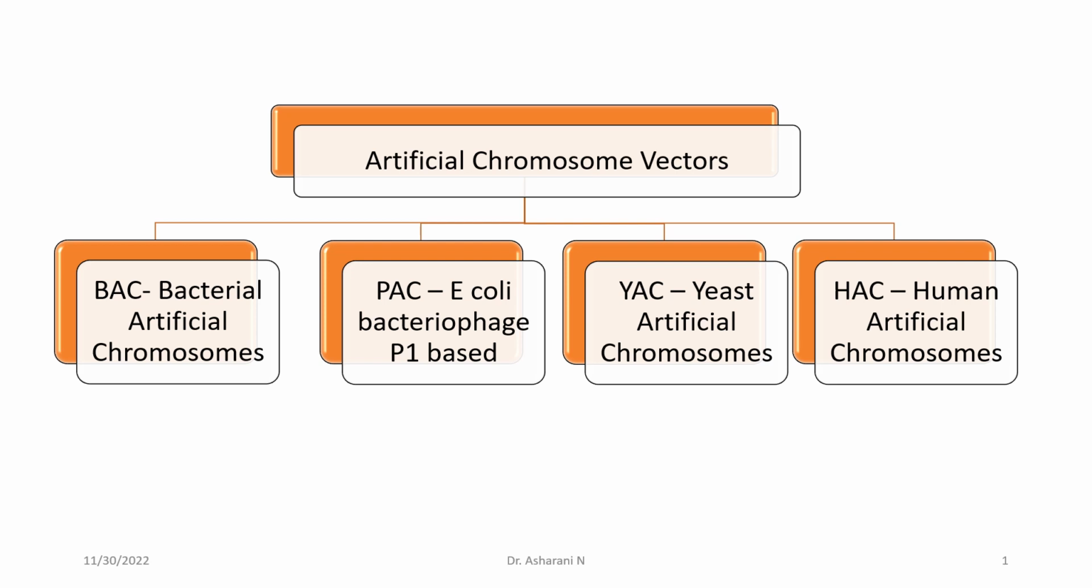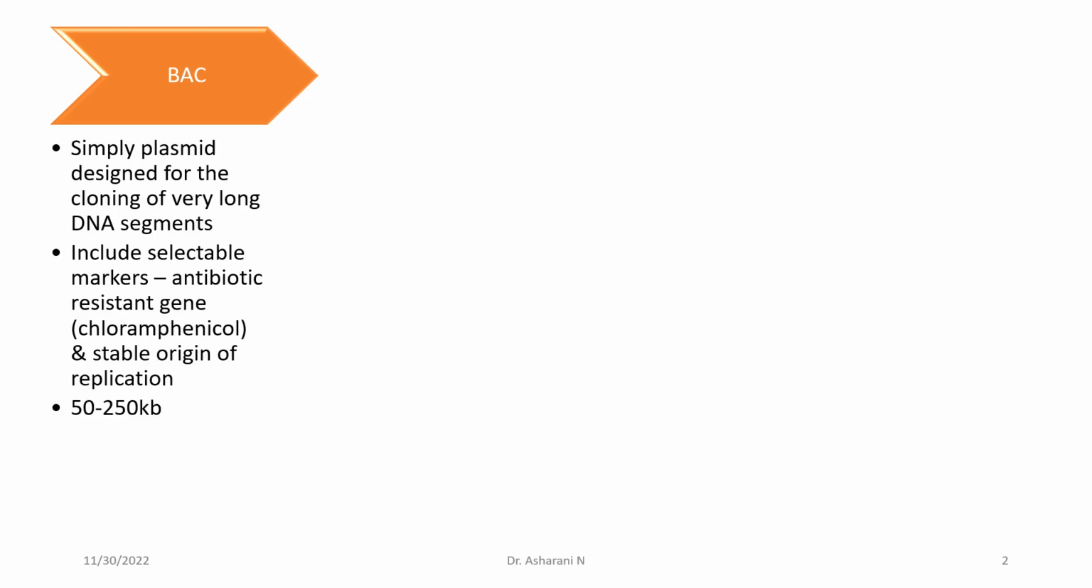Now we will see one by one what is their use or how they can be a vector of choice in rDNA technology. BAC, it's a bacterial artificial chromosome. They are simply plasmids designed for cloning of large or long segments of DNA, so they can take up to 50 to 250 kilo base pair DNA fragment.